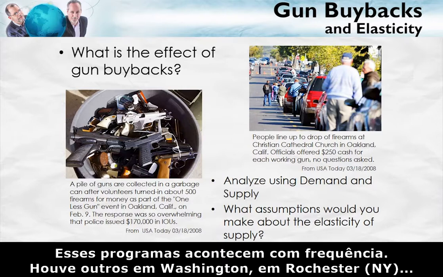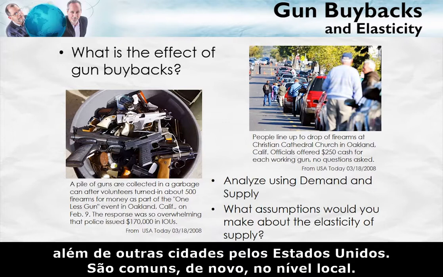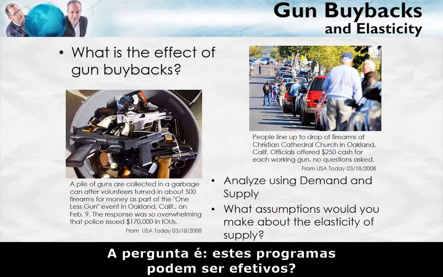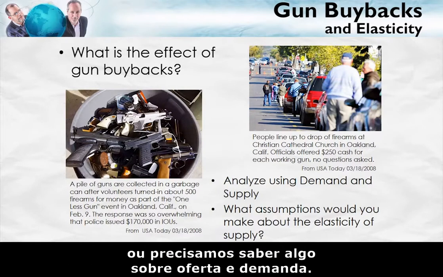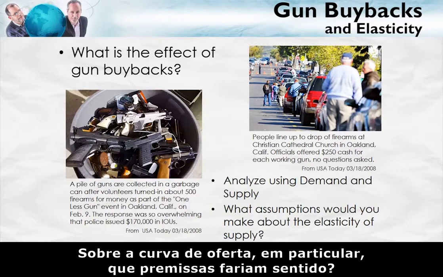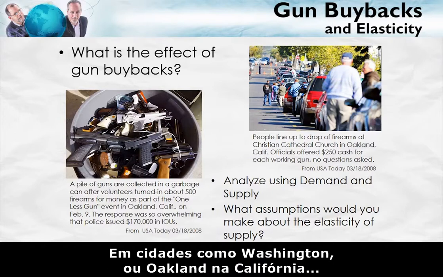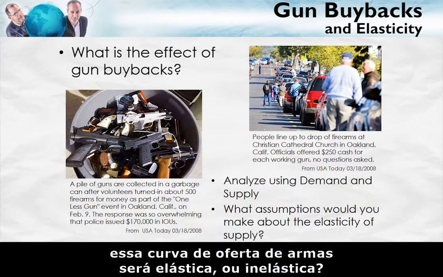These buybacks are often held. There's been one in Washington, D.C., and Rochester, New York, and throughout the United States. They're fairly common, again, at the local level. The question is, can these buybacks be effective? And to answer that, we need to make some assumptions, or we need to know something about demand and supply. In particular, what assumptions would make sense about the elasticity of supply? Is the supply curve of guns to a city like Washington, D.C. or Oakland, California, going to be inelastic or elastic?